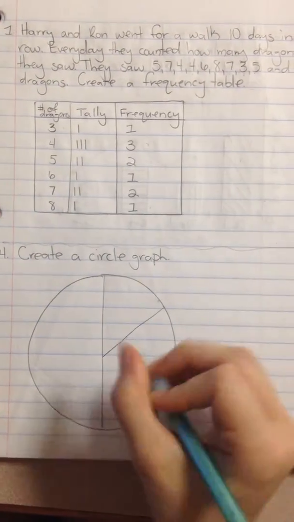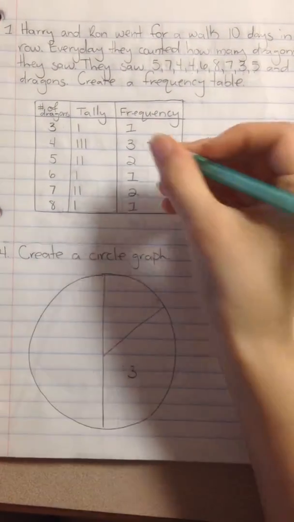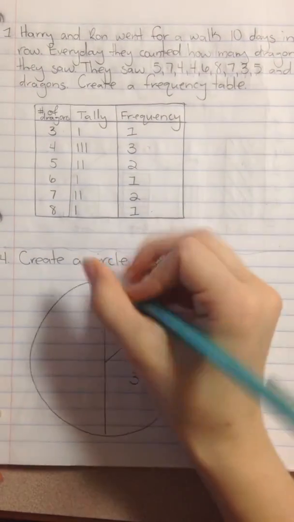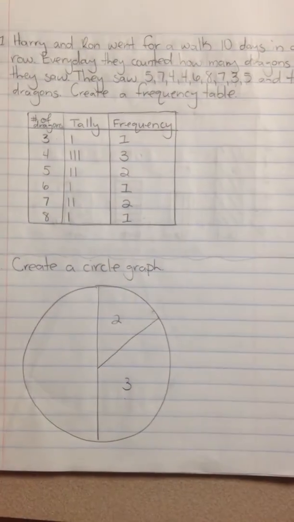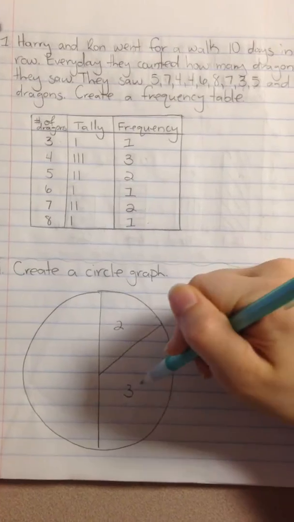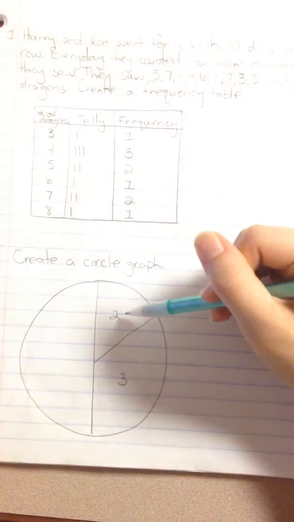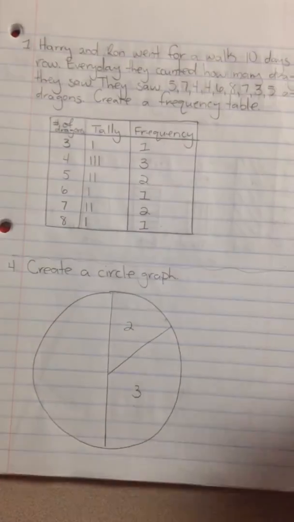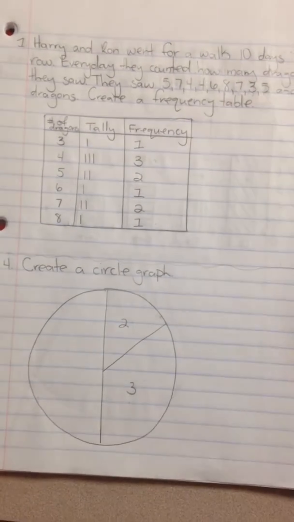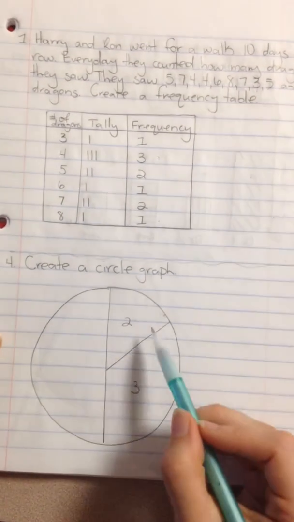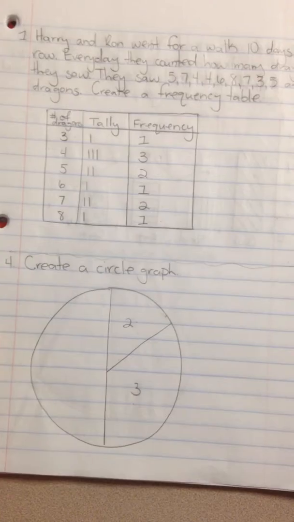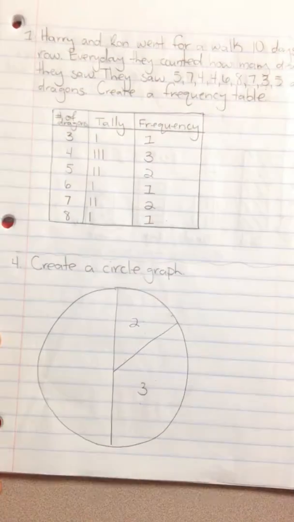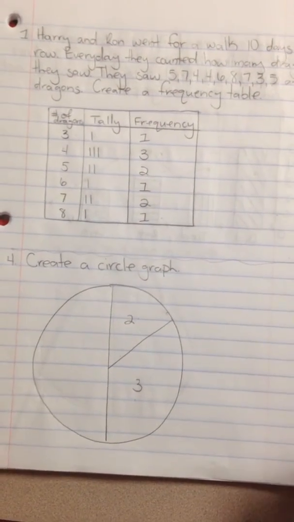And we'll write our 3 in here and our 2 in here. And this stands for how many times they saw that number of dragons throughout the course of the 10 days that they went on their walks. So now we know that this piece equals 2, and we see that we have one other number in here that equals 2 as well.